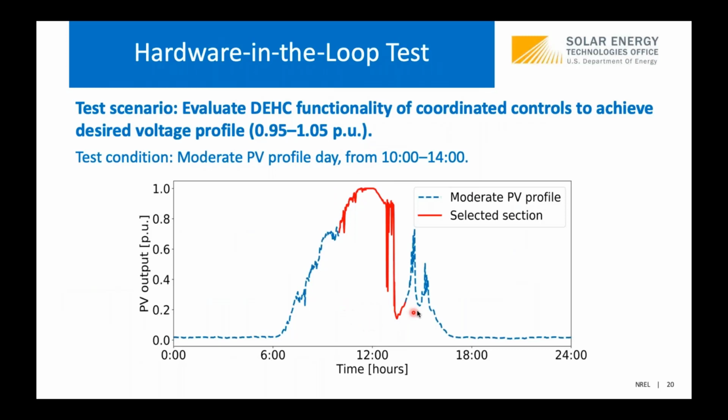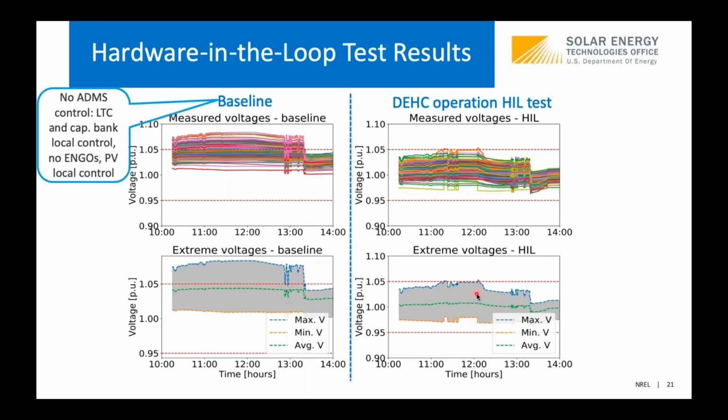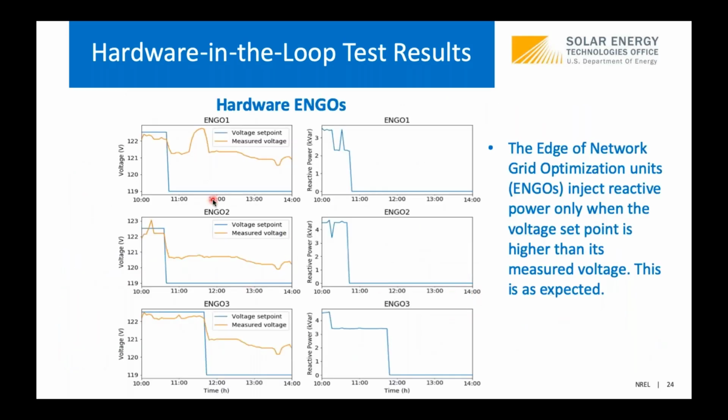The first one is just to show that we simulated a peak PV production time. And here again, there were voltage violations. And by operating the ADMS, the Varentec, and NREL's DERMS together, those voltages were brought within the limits. And then I will just point out here, you can see the ENGO devices, the hardware. These were hardware devices that I pointed out earlier in the photograph, that when the set point is higher than the measured voltage, then these ENGOs will produce reactive power to support the voltage.